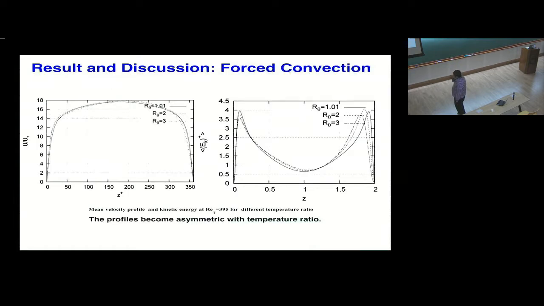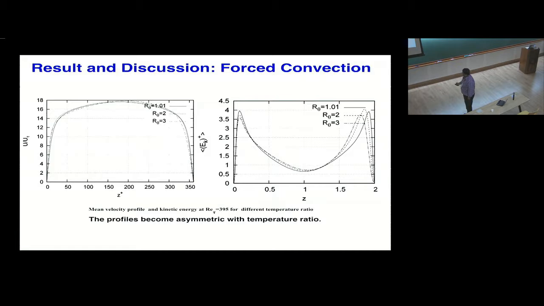So now, what we try to do is to see what happens with the stratification, with the temperature difference. What happens when you increase more and more temperature? This is for 1.01, 2, and 3. Where 3 means, typically, if the lower temperature is 300, the upper temperature will be 900 degrees. Obviously 900 is too large, the radiation effects will come into play, but for the sake of physics, we have ignored that.